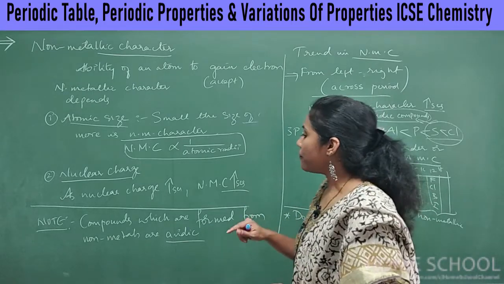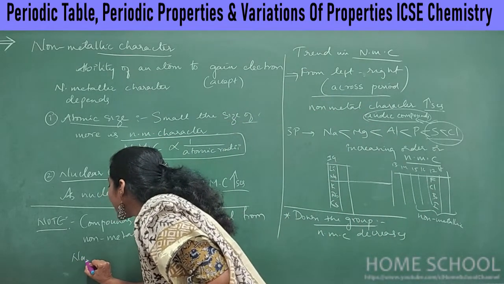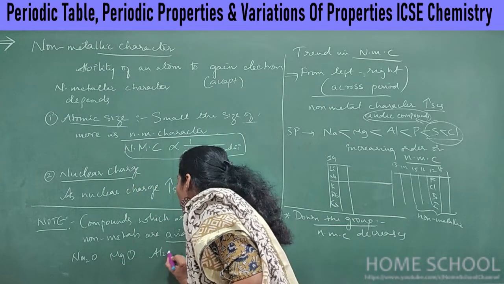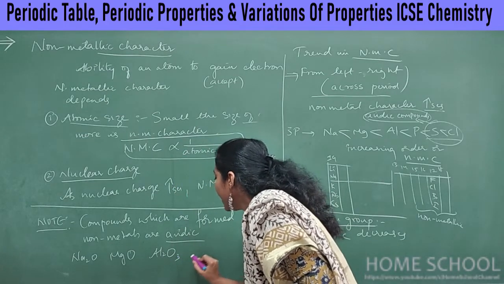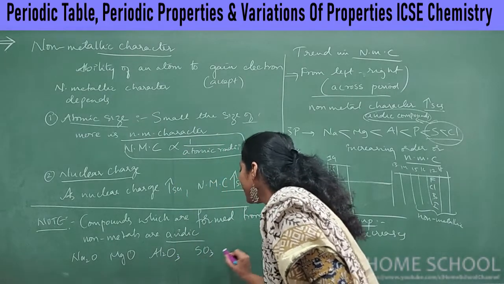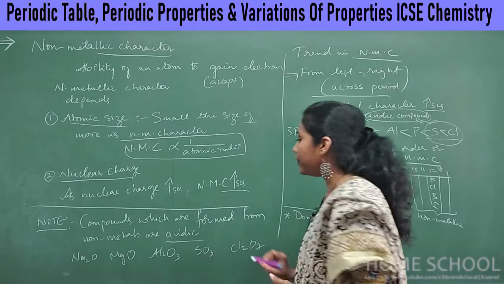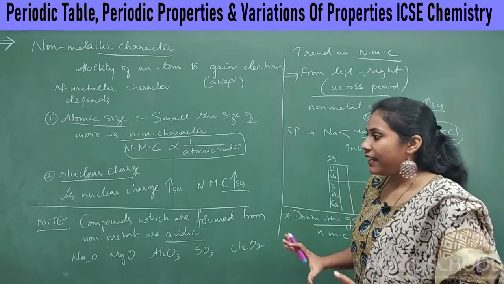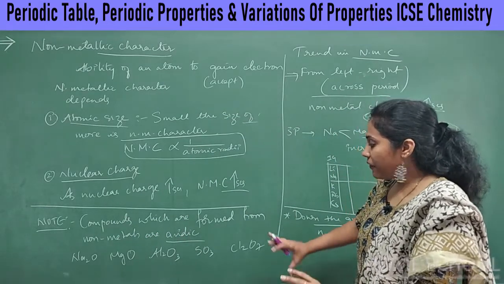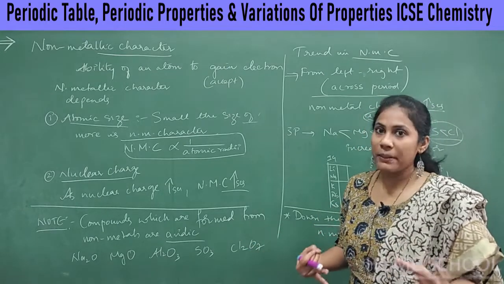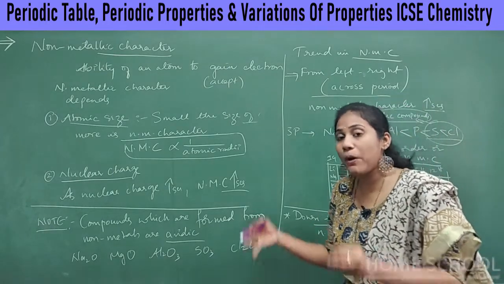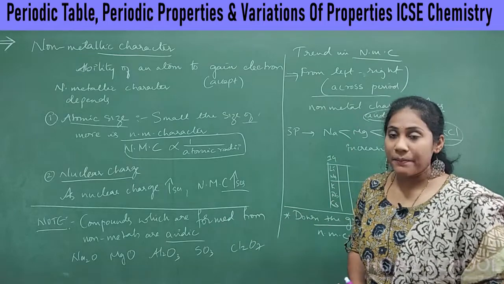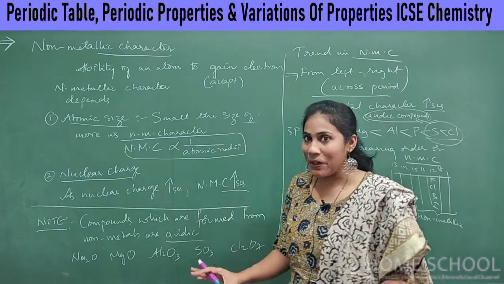Let me ask one question for you. You have sodium oxide, magnesium oxide, MgO, aluminium oxide, Al2O3, sulfur trioxide, and Cl2O7. Can you tell me which oxide among them is the most acidic? Just tell me which oxide is made up of the most non-metallic element. Try to think of that, you will get the answer. You can post the answer in the comment box, we will check it out.